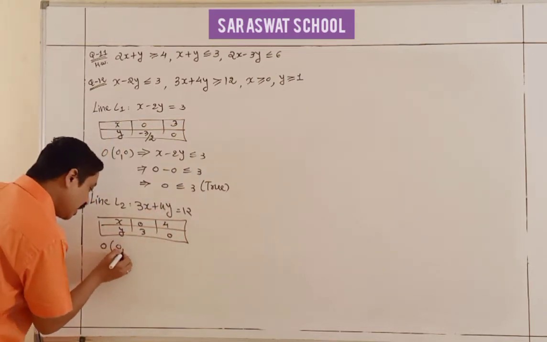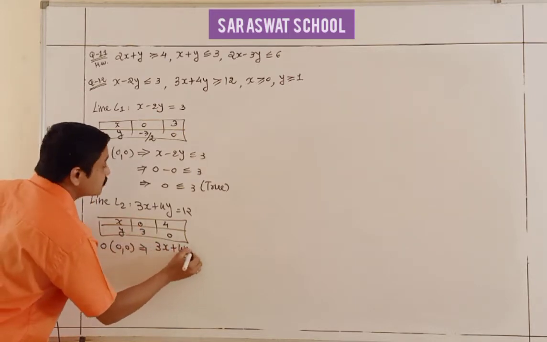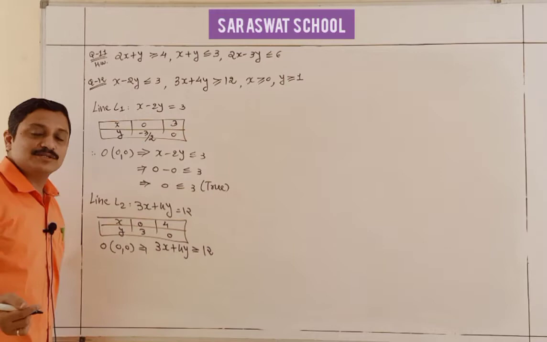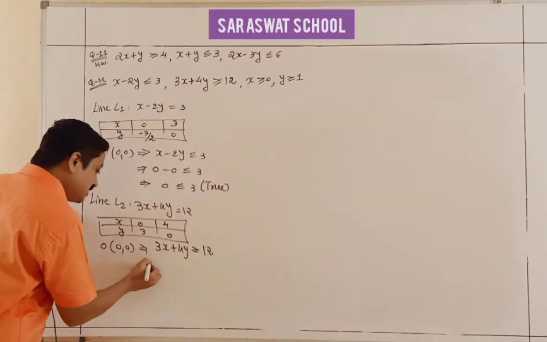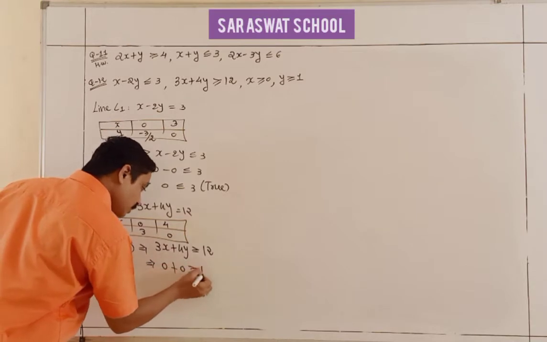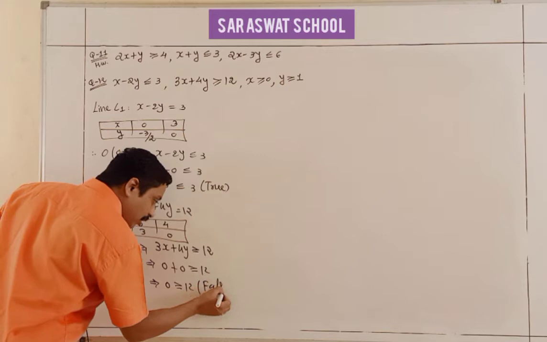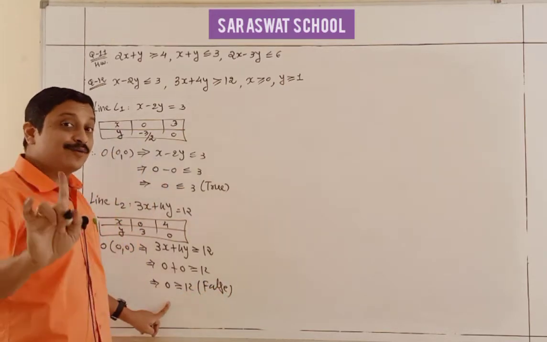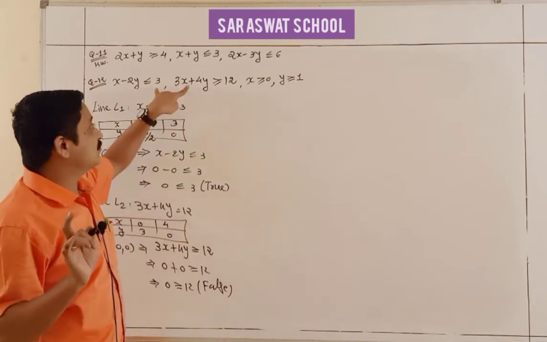Again checking whether the origin side passes through or not. 3x plus 4y is greater than or equal to 12. Apply now 0, 0. If you check easily, the value is 0 greater than or equal to 12. It is false, because it is not equal to 12 and not more than 12. And this L1, L2 is finished.